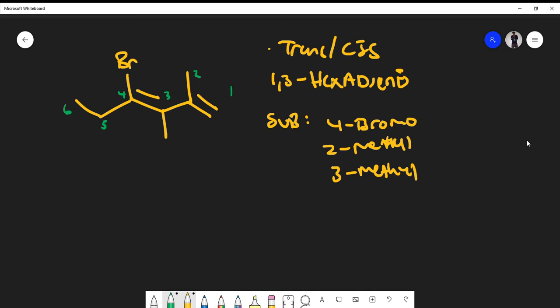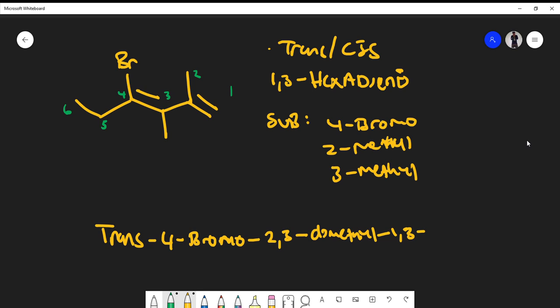So how do we name this? We say this is trans, in alphabetical order. So this would be 4-bromo dash, we use our methyl now, so this is 2,3 dash dimethyl, because we have two methyl groups, dimethyl dash 1,3 dash hexadiene. Ladies and gentlemen, this is how we label or name our alkenes with respect to their nomenclature.